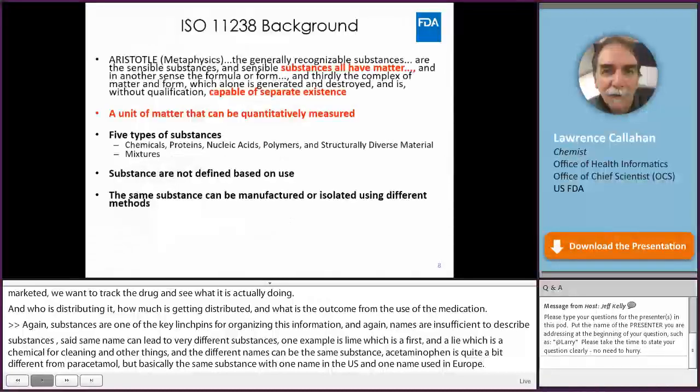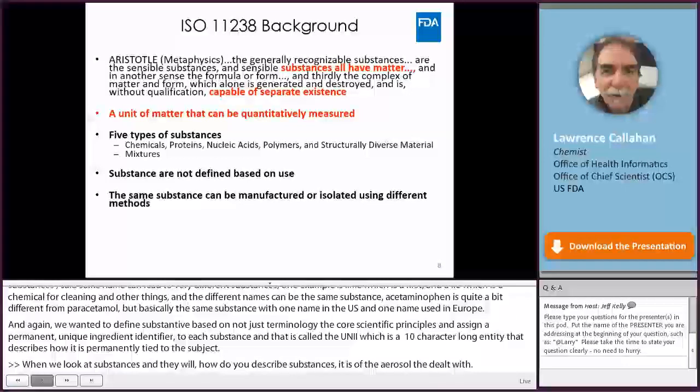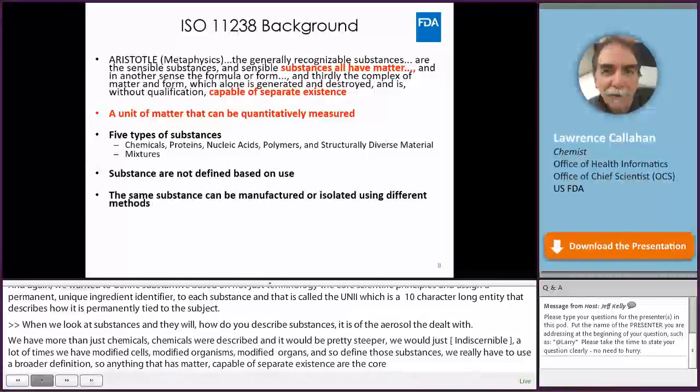And when we look at substances and ask, how do you describe substances? Well, it's something that Aristotle dealt with. And we've taken a very similar approach because we have more than just chemicals. If it was just chemicals we're describing, it would be pretty straightforward. We get the molecular formula, but a lot of times we have modified cells, modified organisms, modified organs. And so to define those substances, we really have to go to a broader definition. So anything that has matter and is capable of separate existence are the core principles that we went with when we were defining substances. And it's basically a unit of matter that can be quantitatively measured. That's what we consider a substance to be.